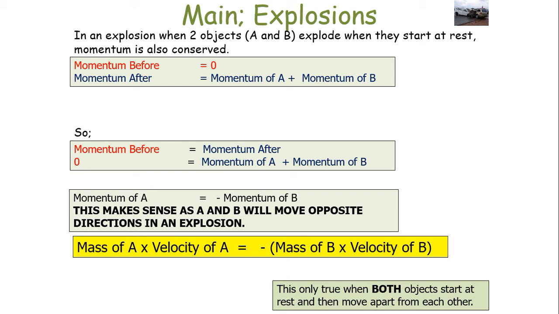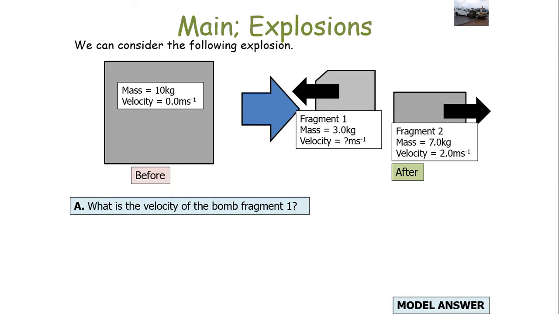So if we expand that out, we can say mass of A times velocity of A equals minus mass of B times velocity of B. But obviously this is only true when both objects start at rest and then move away from each other after the explosion. Now, let's look at an example question.